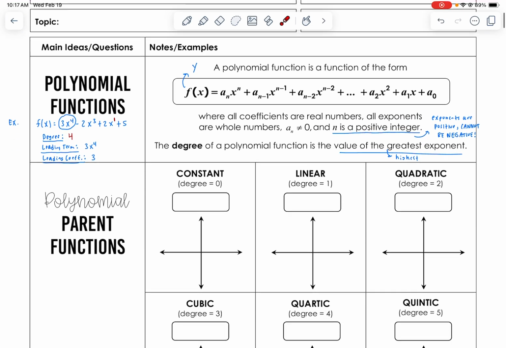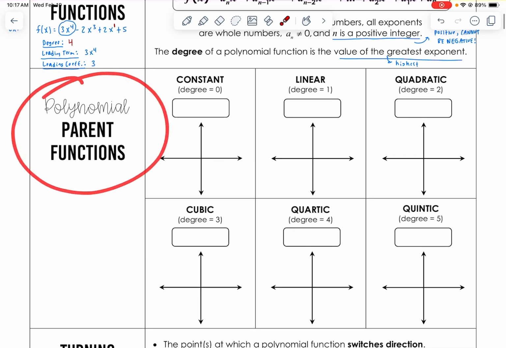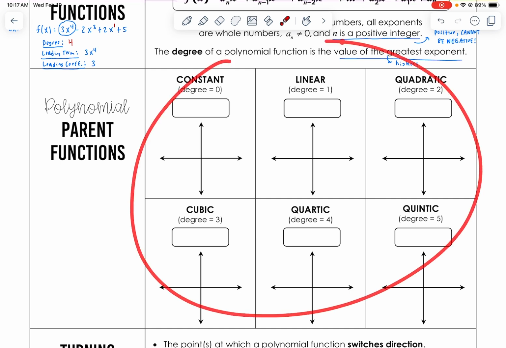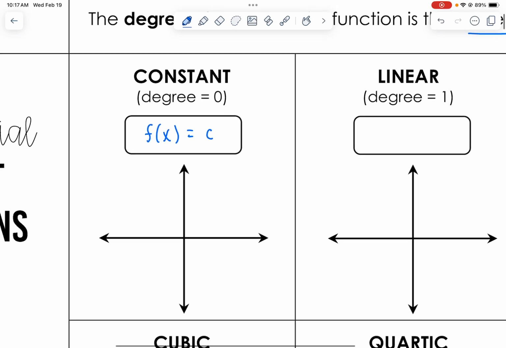But let's go ahead and talk about these graphs right here. Here they call them the polynomial parent functions. And we're going to go ahead and use Desmos to help us figure out how each of these graphs look. So for the constant function, the general form of a constant function is going to be f of x equals c, which is some number. So here we'll start off with a specific example. Let's just say f of x equals 5. Once again, we could just say y equals 5. F of x and y are the same thing.